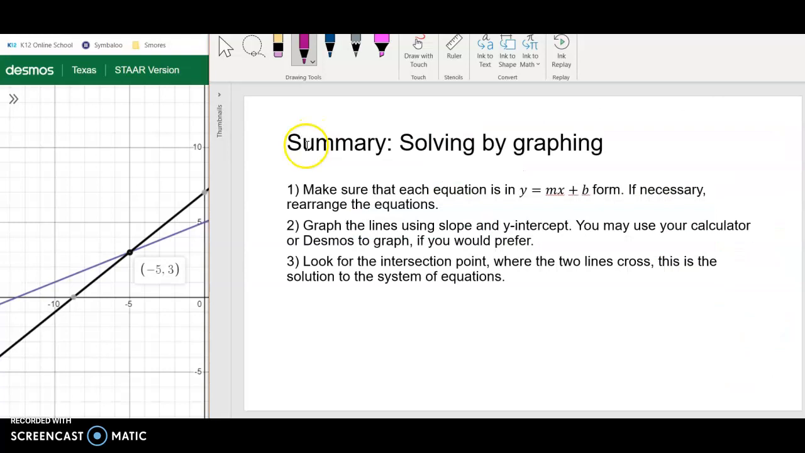So remember, to solve by graphing, you're going to need to first make sure that each of your equations is in y equals mx plus b form. If necessary, you may have to rearrange the equations. Then you're going to graph the lines using the slope and the y-intercept. You may use your calculator or Desmos to graph if you prefer. Then you're going to look for the intersection point, which is where the two lines cross. Remember that this point is the solution to the system of equations.